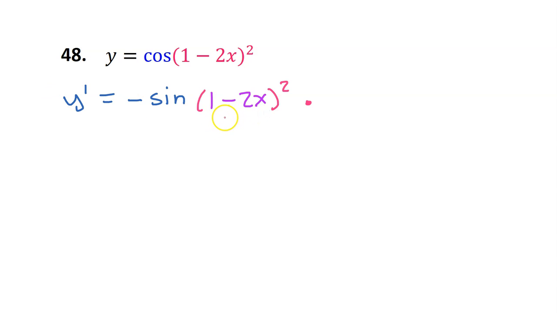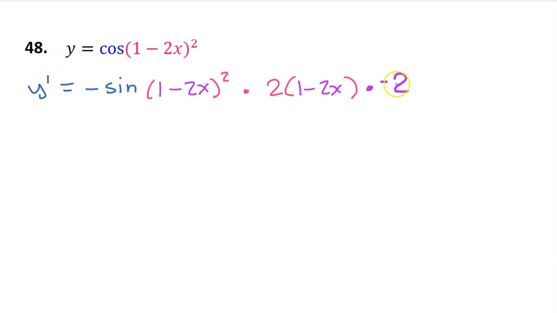Did you notice that the inner part has another function inside? So we're going to have to do the chain rule again. To do the derivative of all of this, first we do the derivative of the outer part, which is the squared part. So we're going to put that 2 in the front. Now we've taken the derivative of the outer part, and we leave the inside part the same. But then we multiply by the derivative of the inner part, which is negative 2.